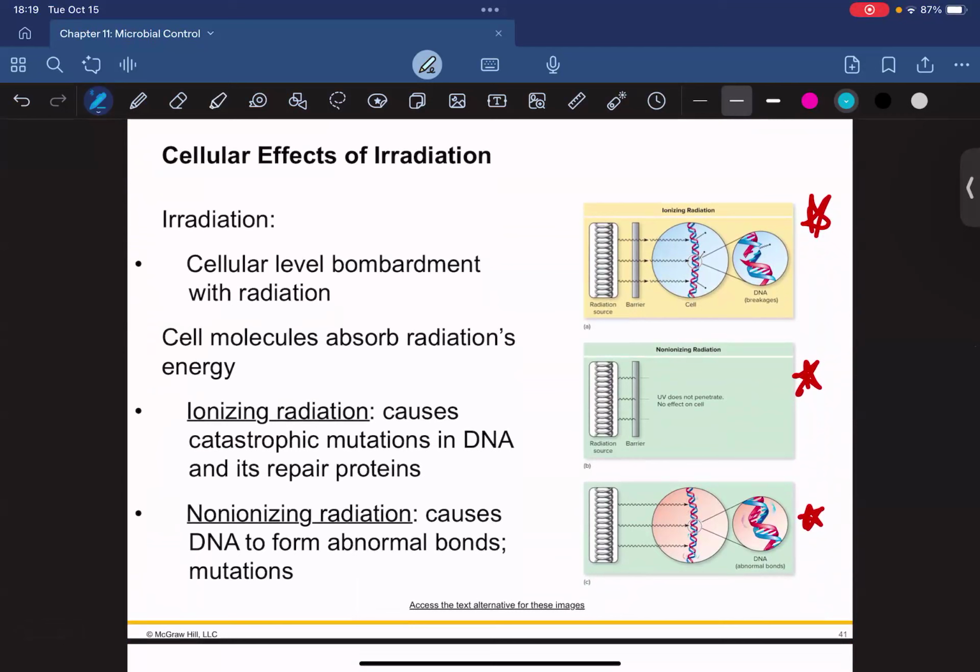Anytime you're exposing something to radiation in order to treat it, remove microbes, we would call it irradiated afterwards. This irradiation. And ionizing radiation will cause very severe catastrophic mutations in the DNA, whereas non-ionizing causes DNA to form abnormal bonds, not catastrophically so.